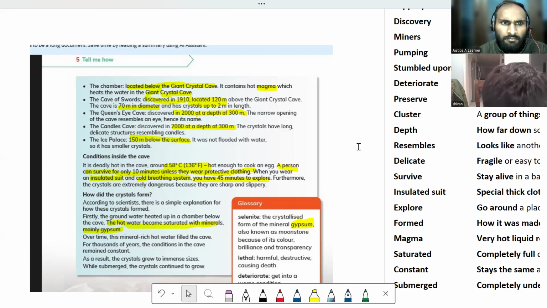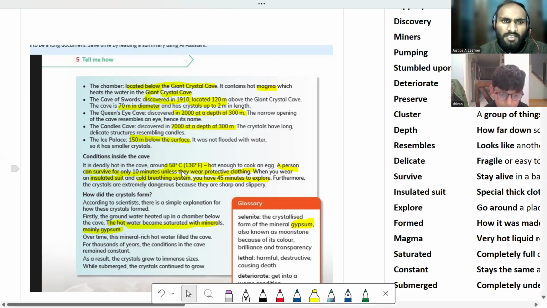The Queen's Eye Cave, discovered in 2000 at a depth of 300 meters. The narrow opening of the cave resembles an eye, hence its name. The Candles Cave, discovered in 2000 at a depth of 300 meters. The crystals have long, dilated structures resembling candles. The Eye of the Queen's cave, 150 meters below the surface, was not flooded with water, so it has smaller crystals.